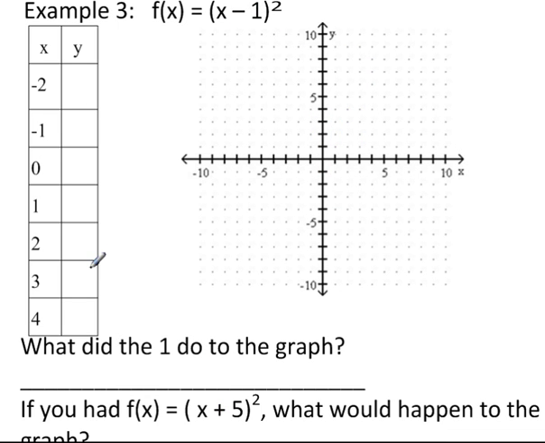Let's fill in our chart here. And there's all my numbers. Again, we're seeing symmetry here: 9, 4, 1, 0, 1, 4, 9. So let's throw our points out here and see what's going to happen.